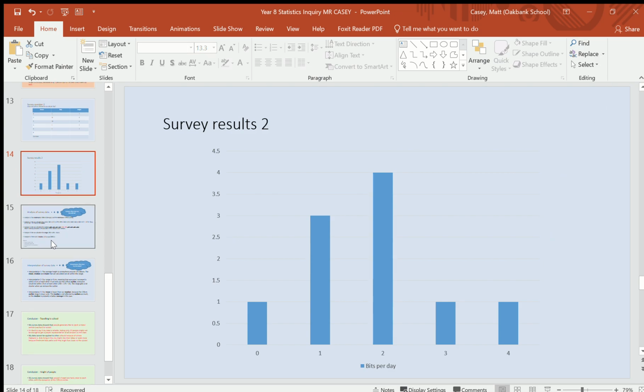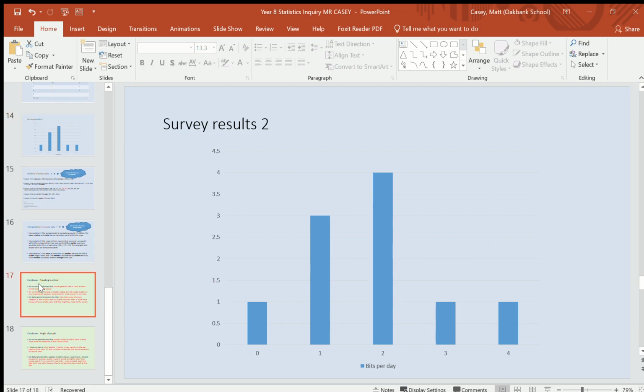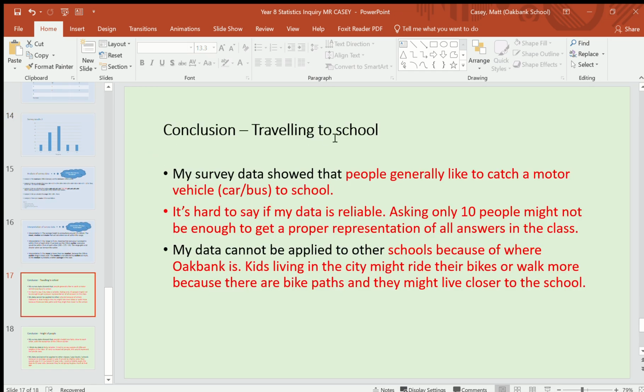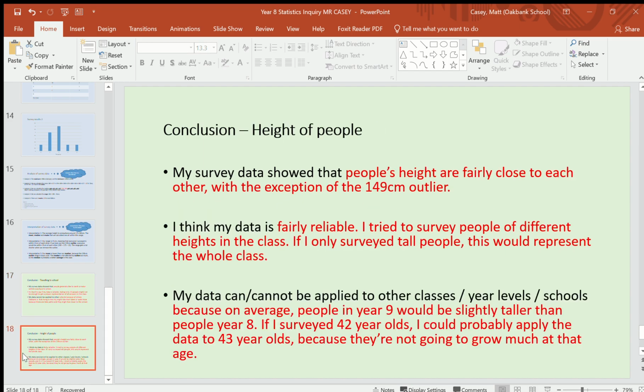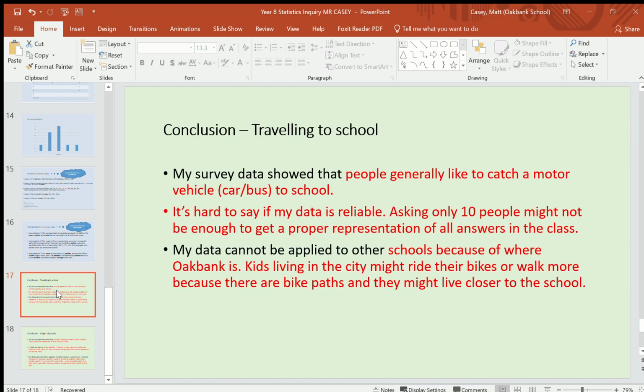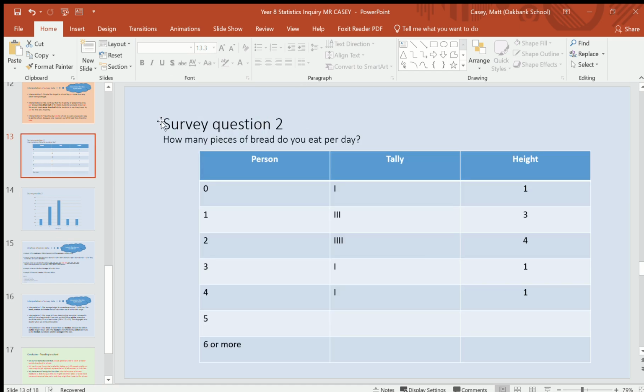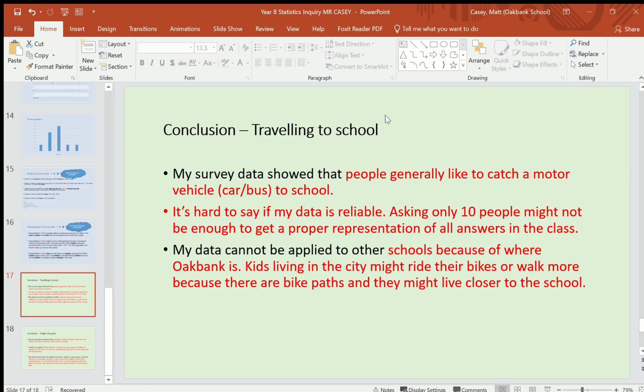Finally, we've got our conclusions. Now, I've only done the conclusion for the transport going to school and height of people. I haven't done a conclusion for how many bits of bread, but it's all pretty similar. So you're going to say, like, what did your survey data show? So try to pick like an interesting fact.